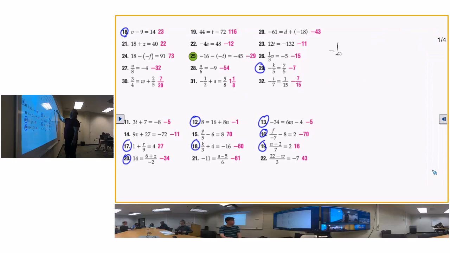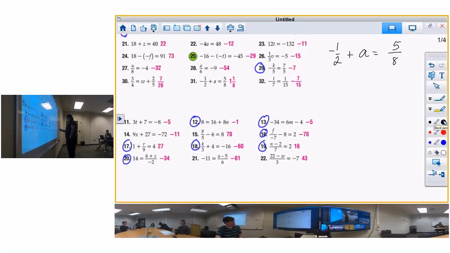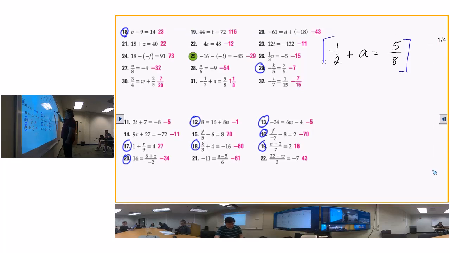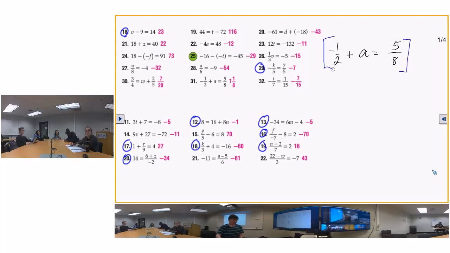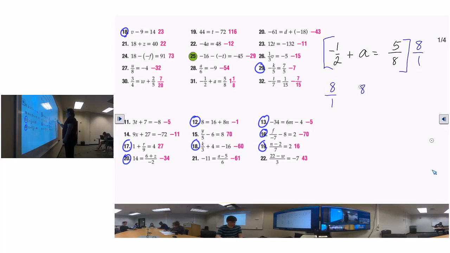Negative 1/2 plus x, or a, whatever, is equal to 5 over 8. So I'm going to multiply through by what? Yeah, I heard a whimper. What am I going to multiply through by? 8. Thank you, one person. All of you should be saying that. Because 8 is the common what? Denominator. Y'all just want to upset me, don't you? I thought so. All right, I'm going to tase all of you.